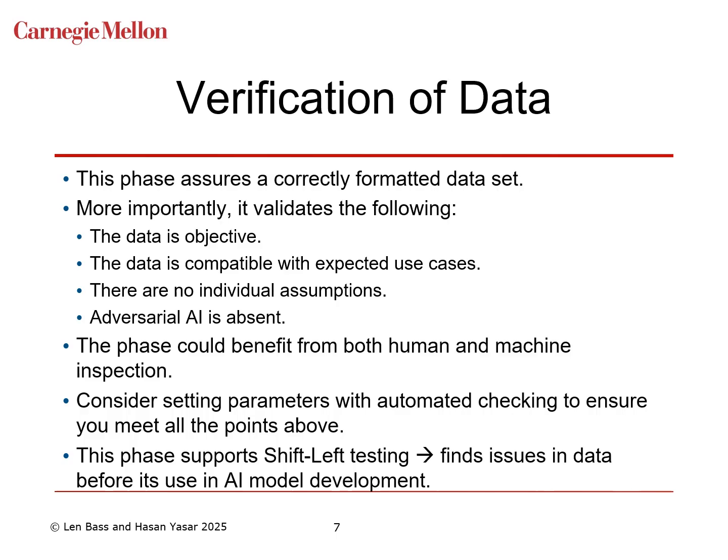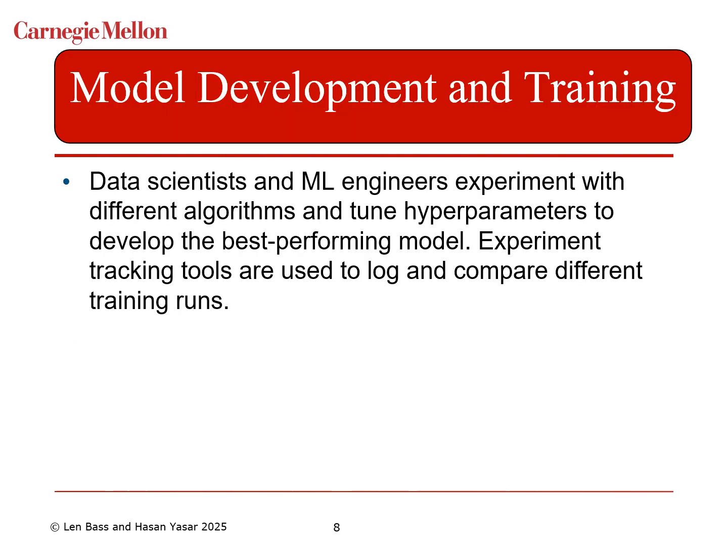And this lets you do what's called shift left testing, which finds issues in the data before its use. So again, you want to find things as soon as possible so that it doesn't go into production, after which you may have erroneous results, which you need to deal with. If you can catch it essentially in the requirement stage, then you don't have the same set of problems.